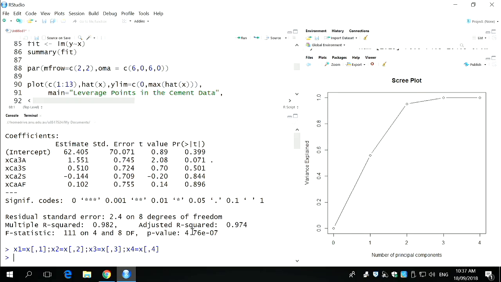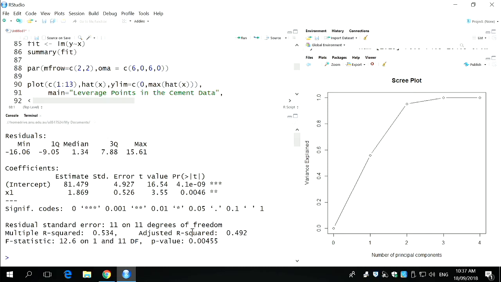All right, there's my x's. All right, let's have a look at some different models. So I'm going to fit a bunch of different models. First one I'm going to fit is, and I'm just going to have a look at the summary. So I'm going to go summary of lm y tilde x1. Okay, so if I only have x1 in the model, life goes back to being simple.